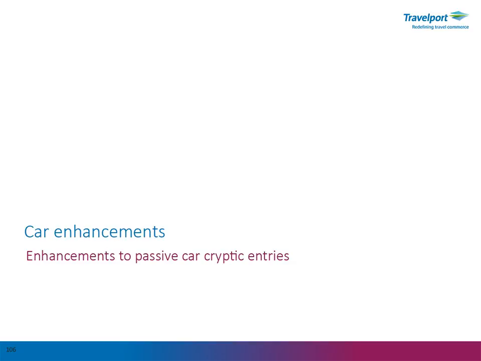When booking a passive car using cryptic entries, you can now use optional fields that follow on from the basic entry to show as much information as possible in the car segment of the PNR. These fields include the guaranteed rate, which can be used in conjunction with the regular rate entry, RT, or alone, the renter's name and the address of the pickup point.